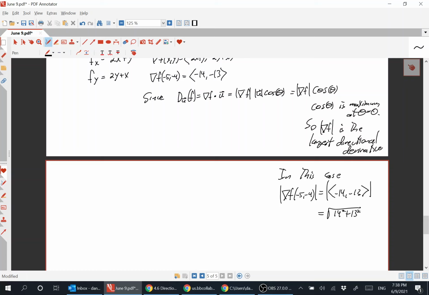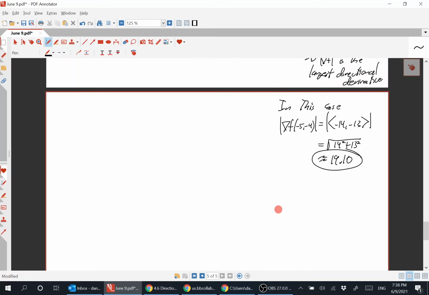19.10. So that is the largest directional derivative. What is the smallest directional derivative? Smallest in terms of negative numbers, the largest negative number. So the smallest would be the largest negative number, right? This directional derivative in this direction is 19.10. In the opposite direction, it's negative 19.10.